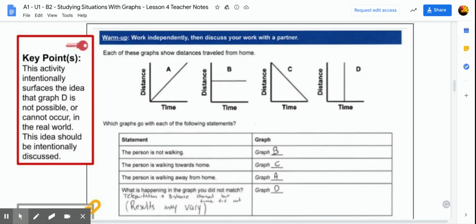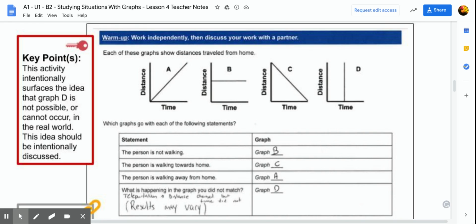The person is not walking matched graph B. As time went on, the distance did not change. The person is walking towards home matched graph C. As time increased, their distance got shorter. The person is walking away from home, graph A. As time goes on, the distance increases.